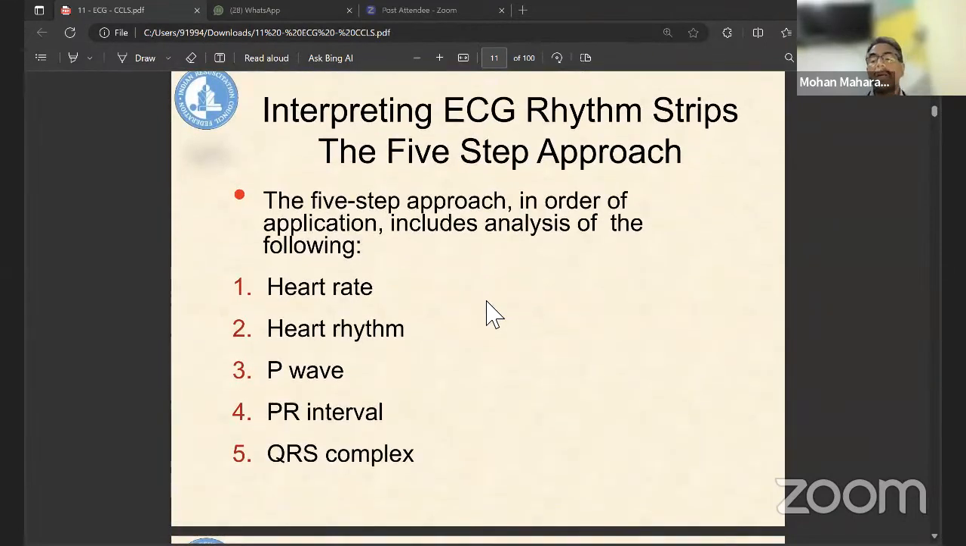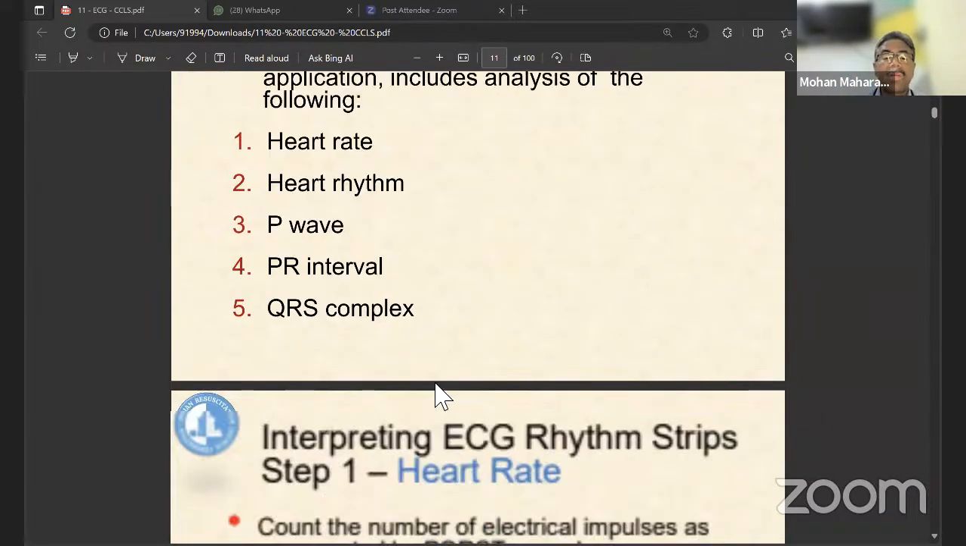Whenever you are reading or interpreting an ECG, there are 5 steps. Just easy to remember. The 5 steps are: look at the rate, look at the rhythm, look at the P wave, look at the PR interval, and the QRS complex. Whenever you see an ECG, immediately check the speed, otherwise you'll have miscalculations.